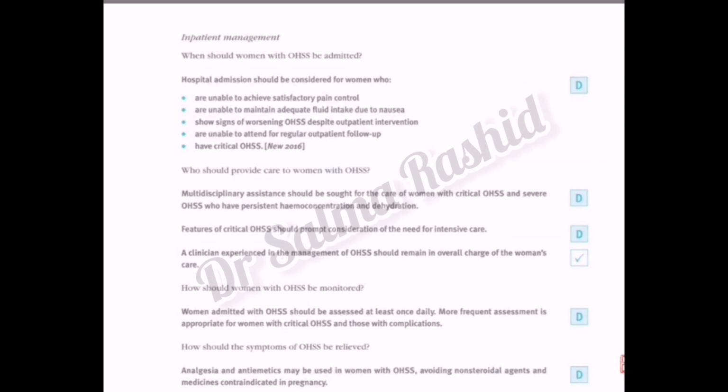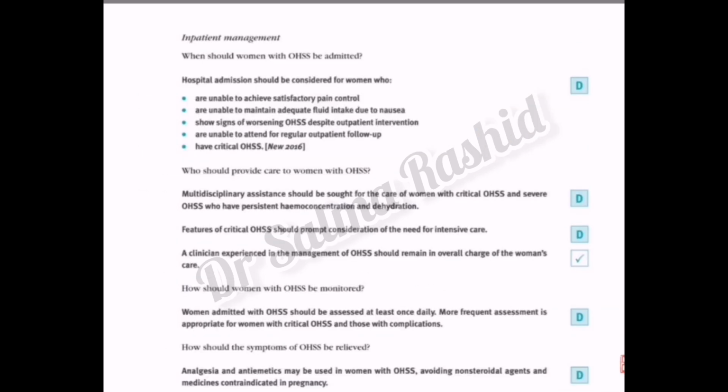Inpatient management. When should women with ovarian hyperstimulation syndrome be admitted? Hospital admission should be considered for women who are unable to achieve satisfactory pain control, are unable to maintain adequate fluid intake due to nausea, show signs of worsening ovarian hyperstimulation syndrome despite outpatient intervention, are unable to attend for regular outpatient follow-up, or have critical ovarian hyperstimulation syndrome.